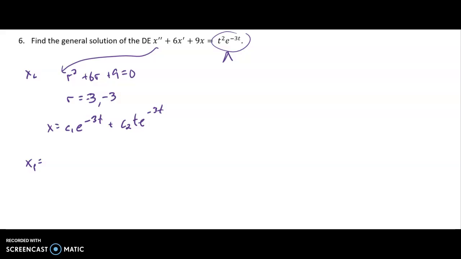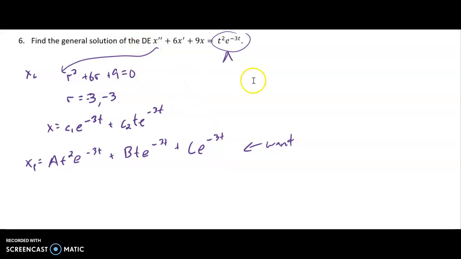Some of them have t squared, some of them have t, and some of them have no t. So when I choose my xp, I'm going to go a times t squared e to the negative 3t plus b times t e to the negative 3t plus c times e to the negative 3t. This is what I want to take based on just this input or external force that's being applied to this system. But we have a problem here. And again, the reason why this is the one that I want to take is because I've got to take all the derivatives of this thing till either it repeats or goes away. So that's where I get these.